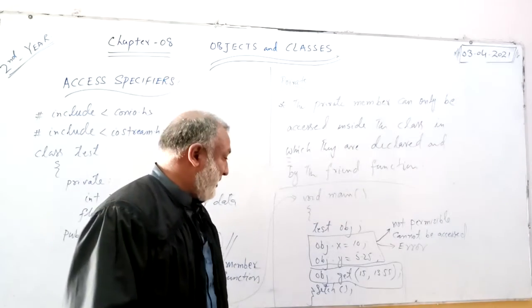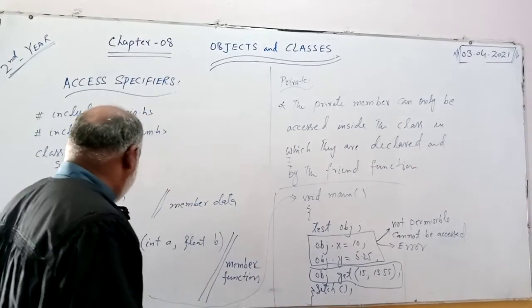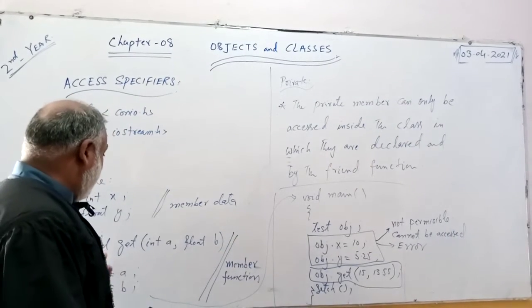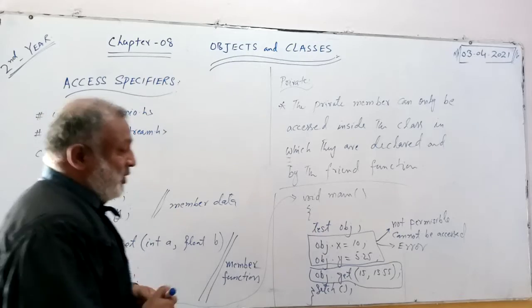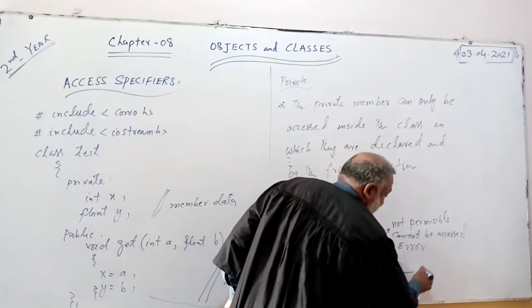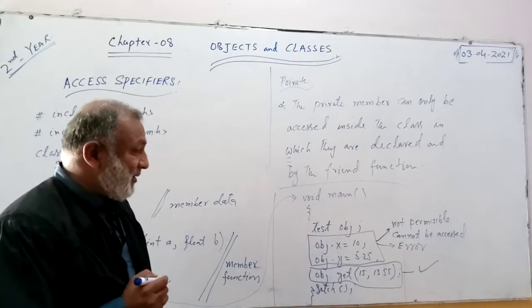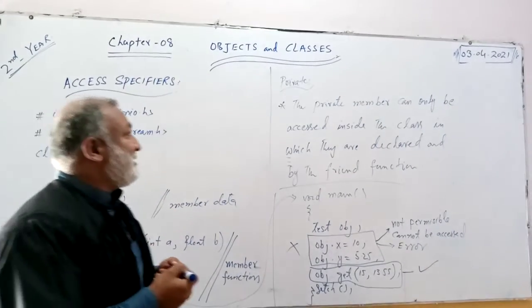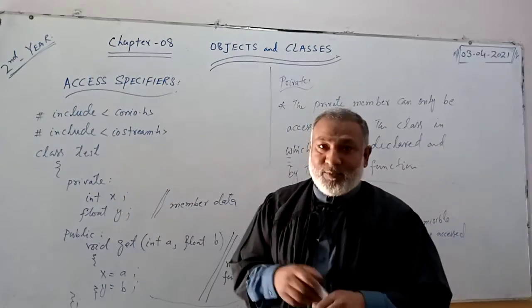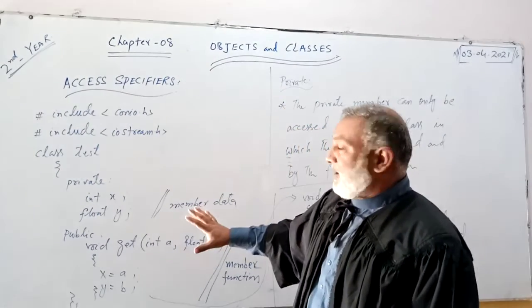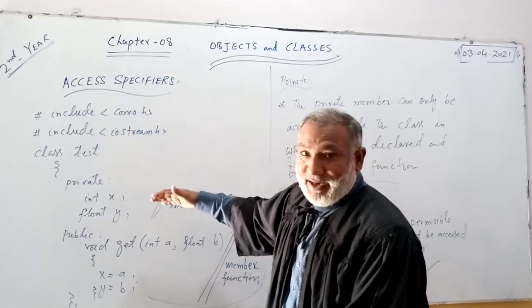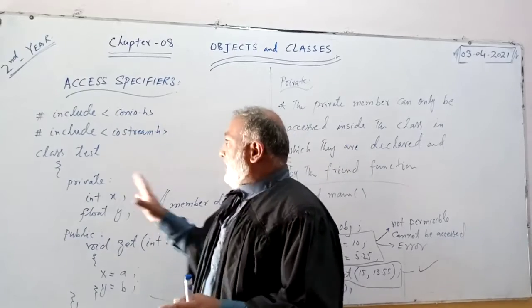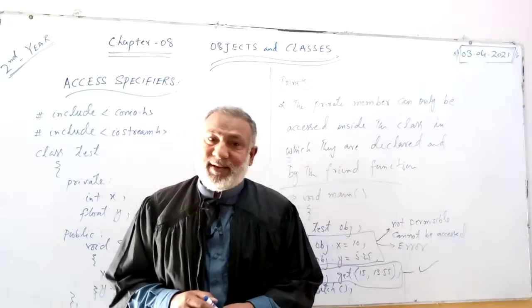But when you are calling the public area, the get function is declared as public. So when you call this public area, that is correct. It will not give you any error message, and that is wrong. So this gives us a very clear message that the private members can only be accessed inside the class body or by the friend function. Now we move to another access specifier, and that is public.